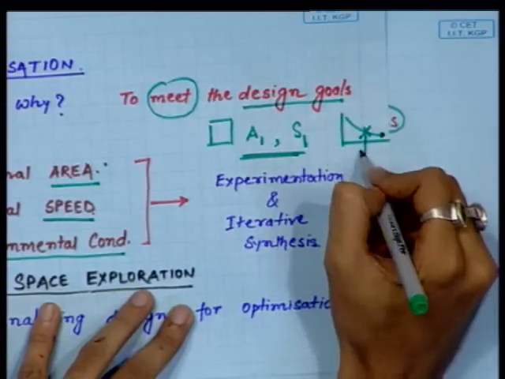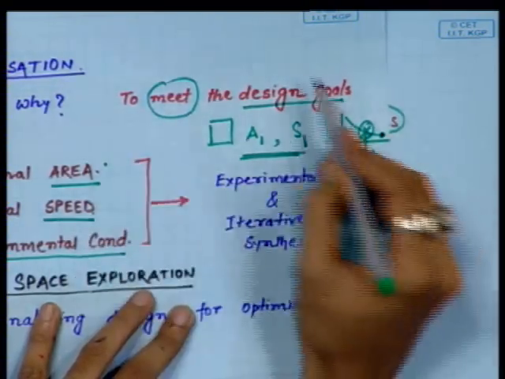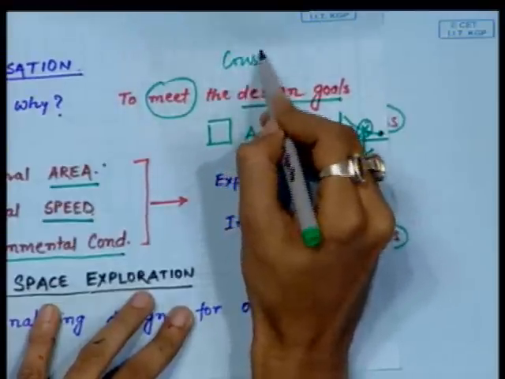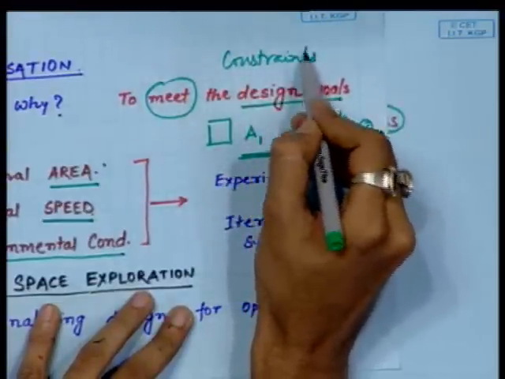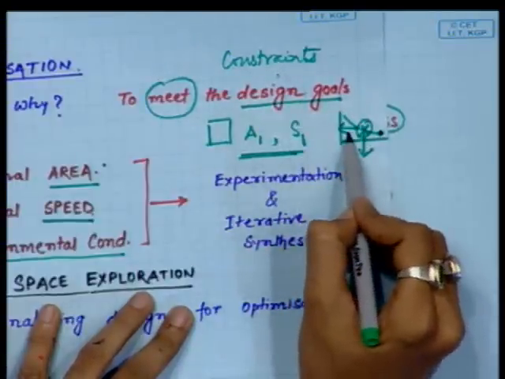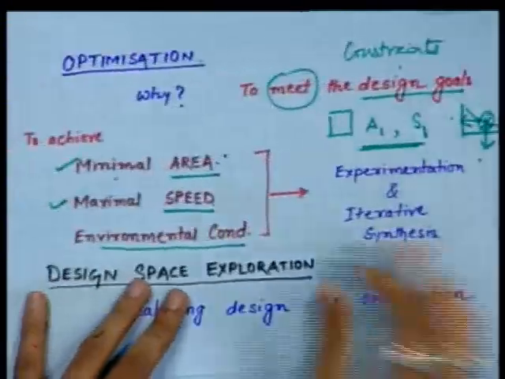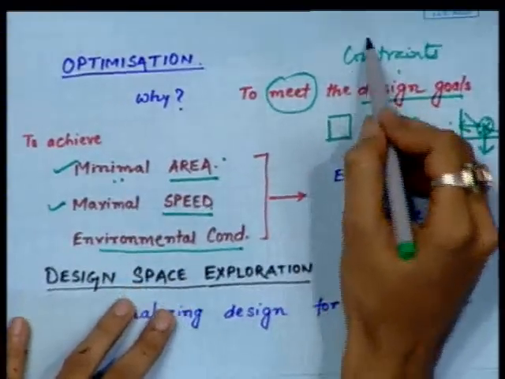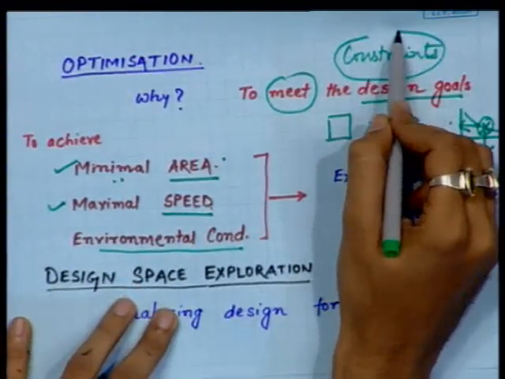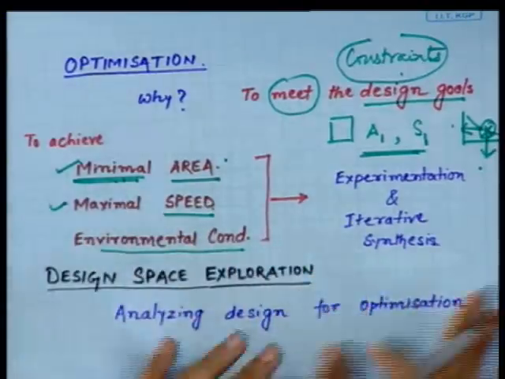So at this point, the constraints govern our area, the constraints govern our speed. Now this area and speed are minimal for this particular constraint. They are, and that is why we use the term minimal, not minimum. Fine.